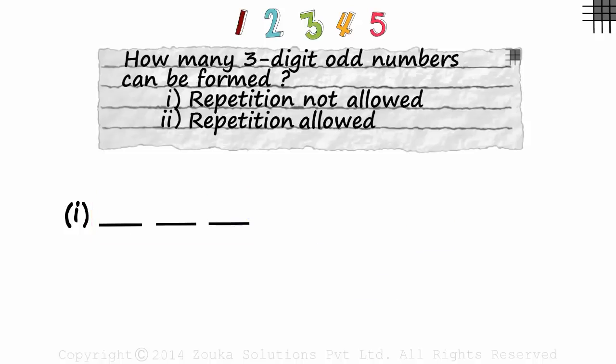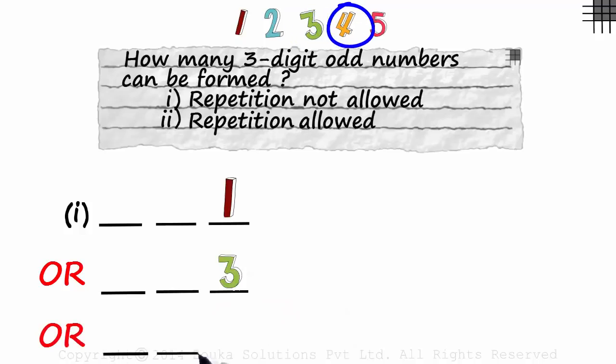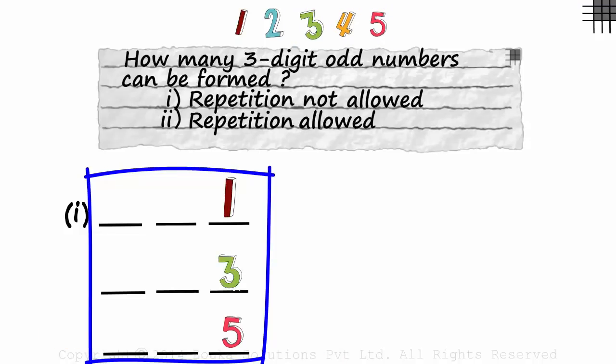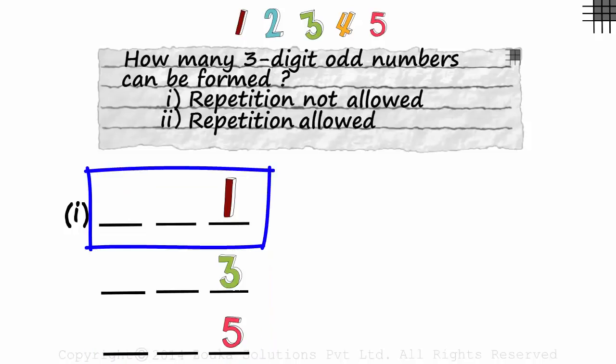So based on the condition we have, the 3-digit number can end with a 1, or end with a 3, or end with a 5. Correct? These are the only 3 possibilities here. Now focus on the first possibility. The number ends with a 1.